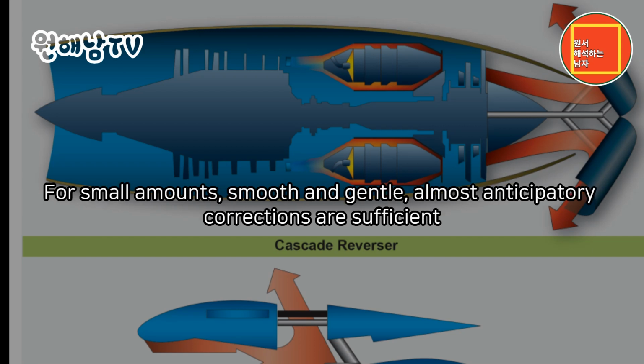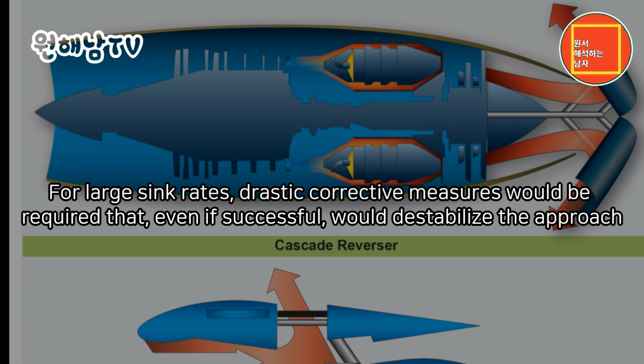For small amounts, smooth and gentle, almost anticipatory corrections are sufficient. For large sink rates, drastic corrective measures would be required that, even if successful, would destabilize the approach.